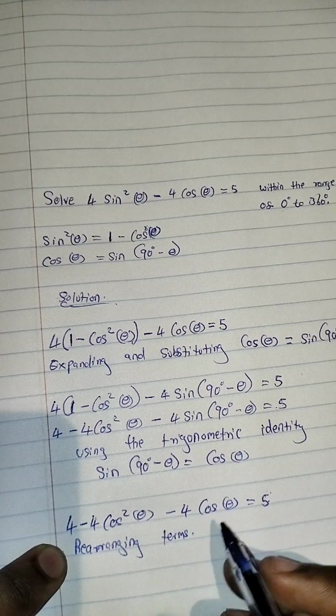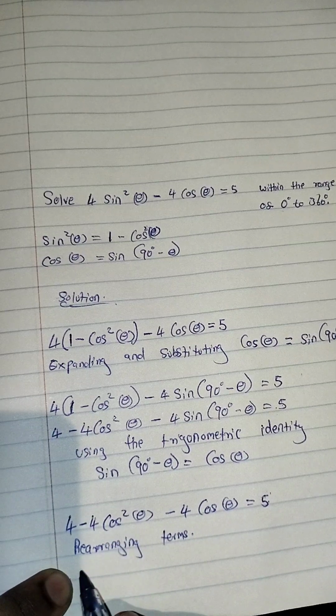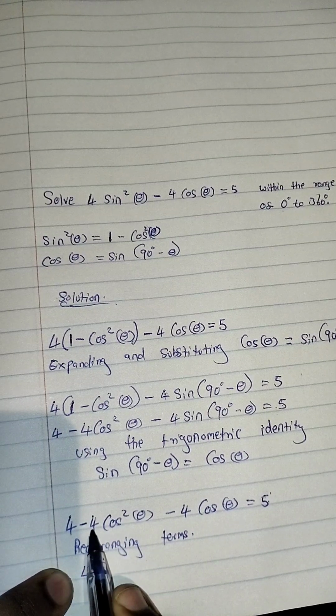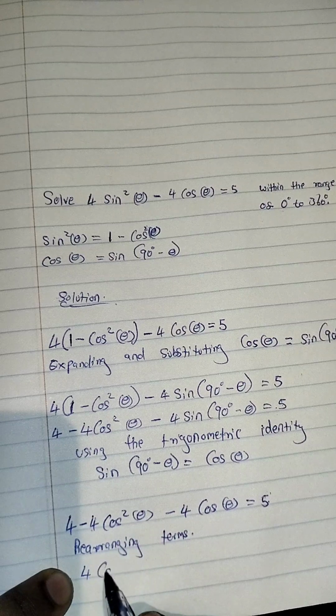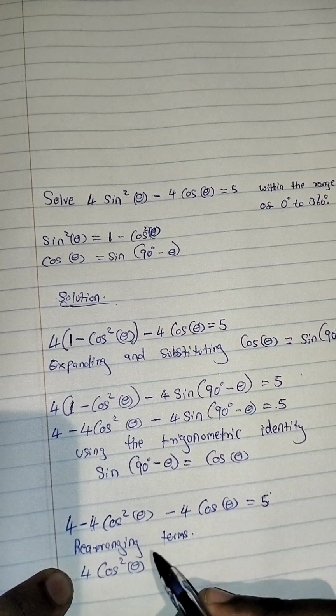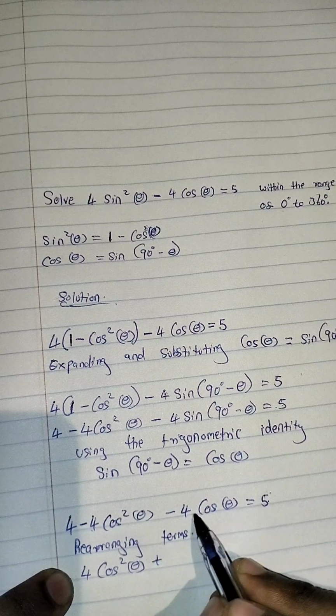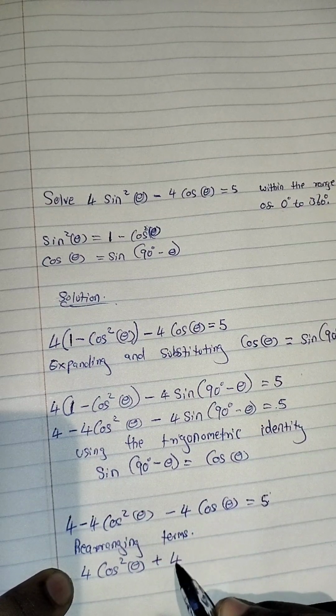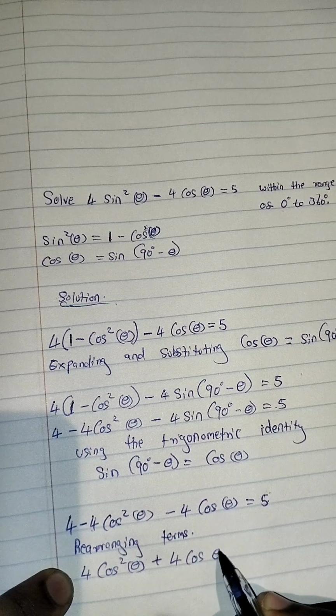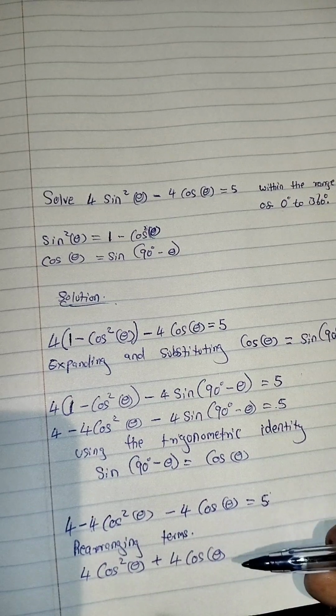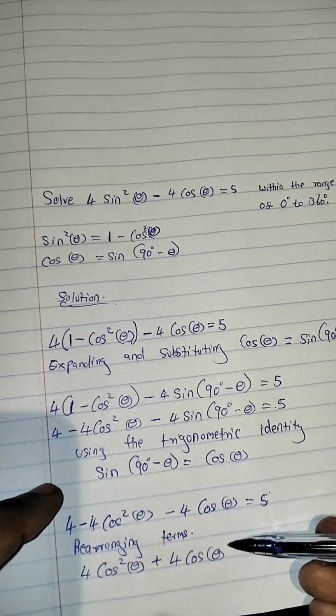terms. So at this position, I'll begin here with 4 cos squared theta, learner. Have you seen that? Then I'll say plus, this other side is 4 cos theta. Then, since you see the way it is looking, are we together?